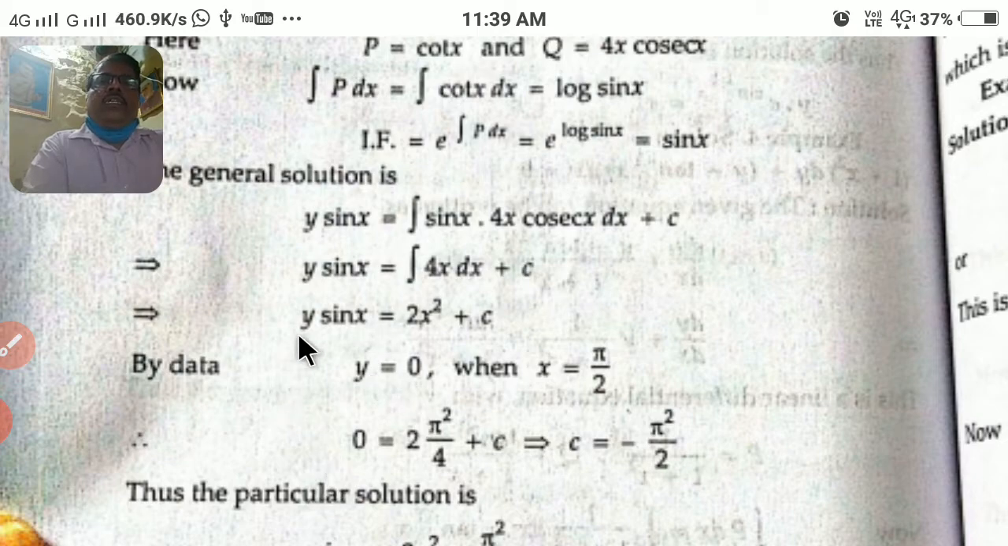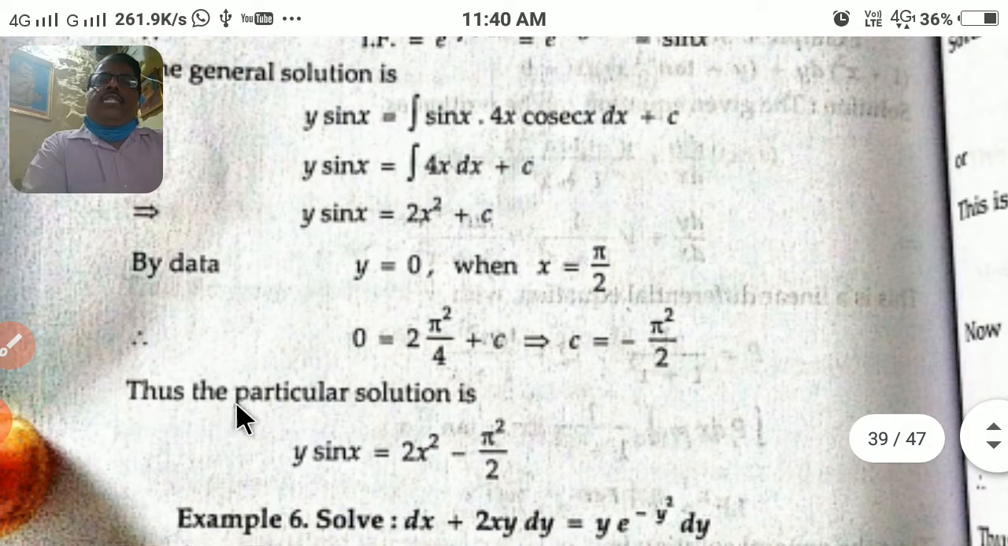What do we get? Here y is equal to 0, and 0 into anything is 0. So the complete LHS becomes 0, which is equal to 2 into x, that is pi by 2, so x square means pi square by 4. So 2 into pi square by 4, plus c as it is, which gives c equal to, bringing the pi square by 2 across, c is equal to minus pi square by 2.